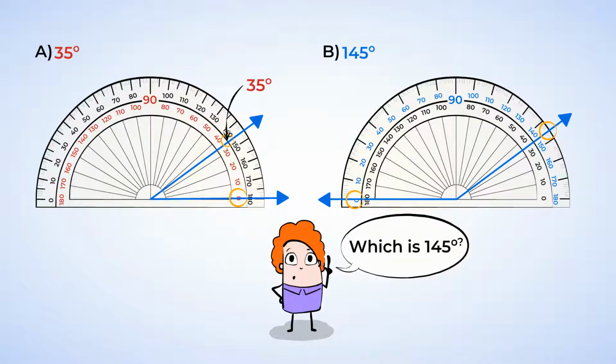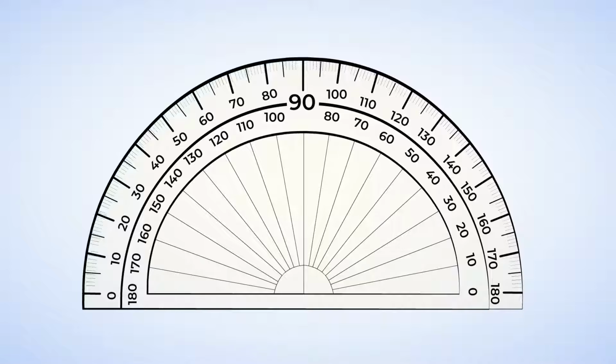Ooh, excellent work. Now that we know how to use a protractor to find the measure of an angle, we can use it to create angles. Let's create an angle of 130 degrees. First, we draw a horizontal line. Place the end that will be the vertex in the middle of the protractor and line up the bottom just like when we measured angles.